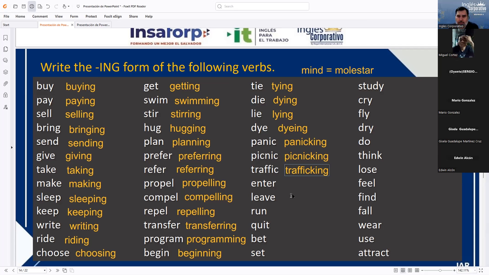And enter is only ING, because the stress is in the beginning. Entering. Leave, leaving, only ING and drop the E. Run, running, double N. Quit, double T, quitting. Bet, double T. Set, double T, setting. Exactly.